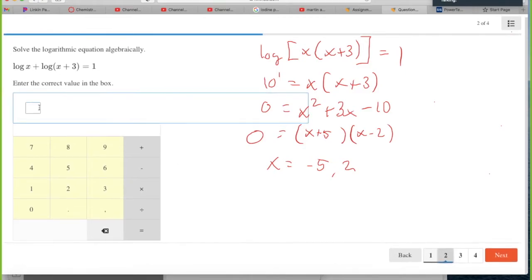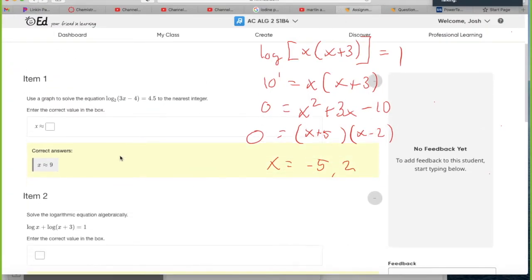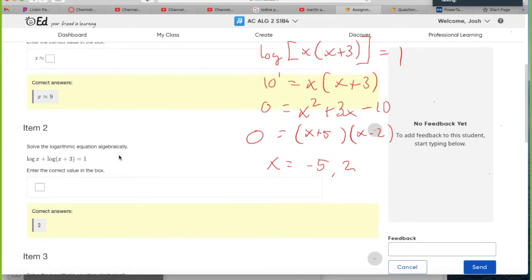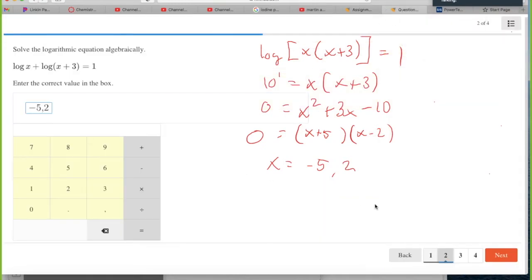So, enter the correct value in the box. We're going to say -5 and 2. Why wouldn't it be -5? So let's plug it back in and see what happens. So let's plug both of these values back in.